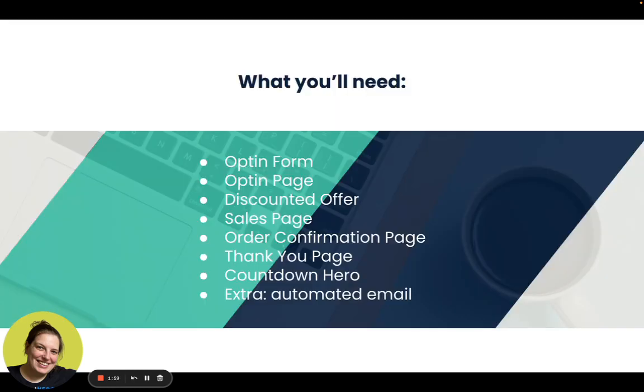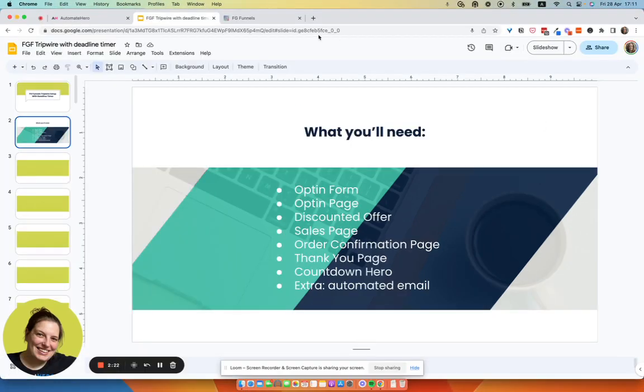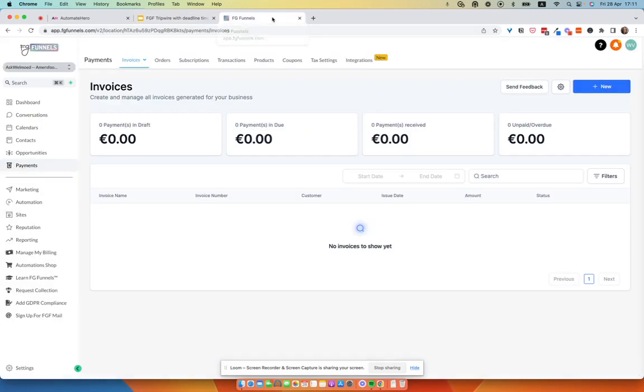What we need for this is an opt-in form for your freebie, an opt-in page, a discounted offer, the sales page that displays that offer, an order confirmation page if they purchase, and a thank you page if the timer expires and they haven't purchased. Countdown Hero, the tool that I just spoke about, and then an email delivering the freebie that can then also have the timer inside it. So let's head over to FG Funnels and let's see how we can set this up.